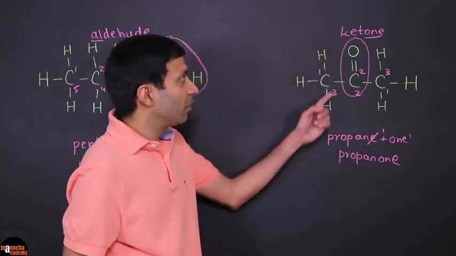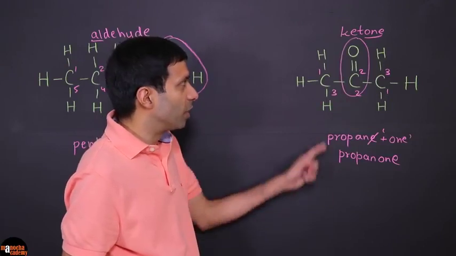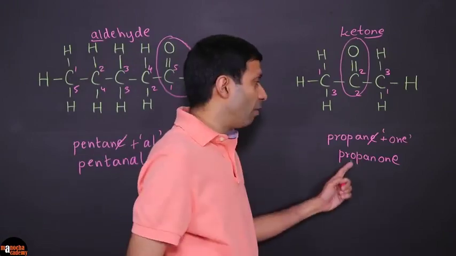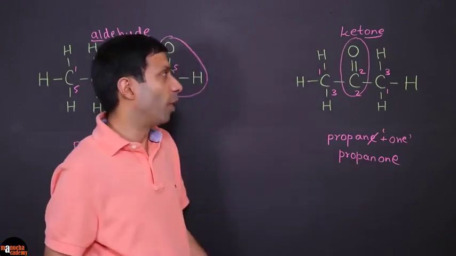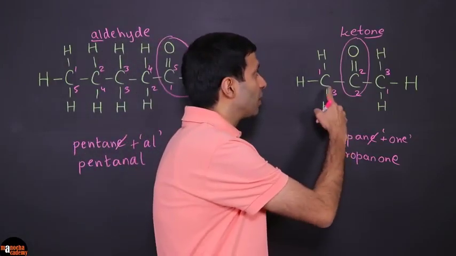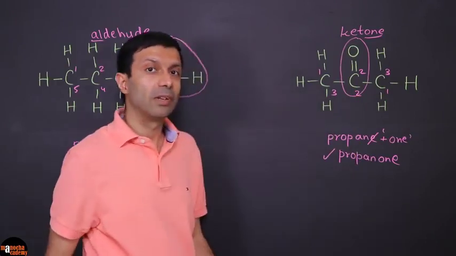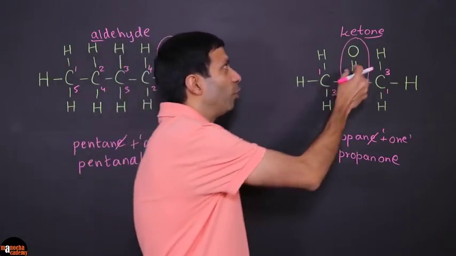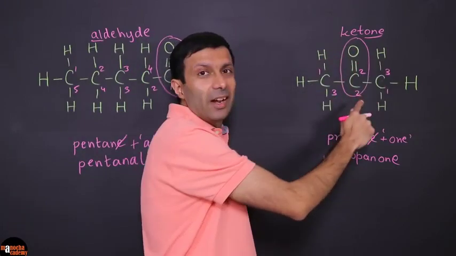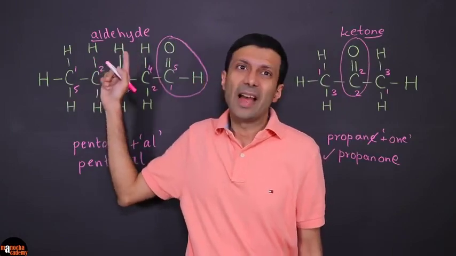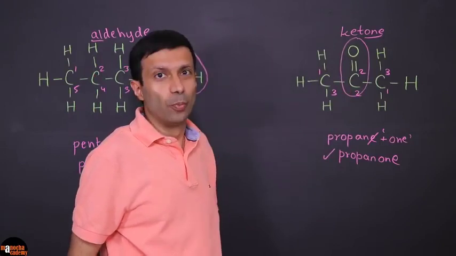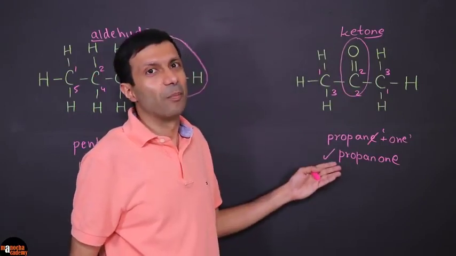Now you might be thinking we need to include the number also, right? Because the functional group is at position 2. So you might be thinking the name will be propan-2-one or 2-propanone. But no, the name is simply propanone. Why? Because 1-propanone or 3-propanone is not possible. If I move this ketone group to this side or this side, if it becomes on the end carbon, what will it become? It will be an aldehyde. So the only possibility with 3 carbons is 2-propanone, so we simply write it as propanone.